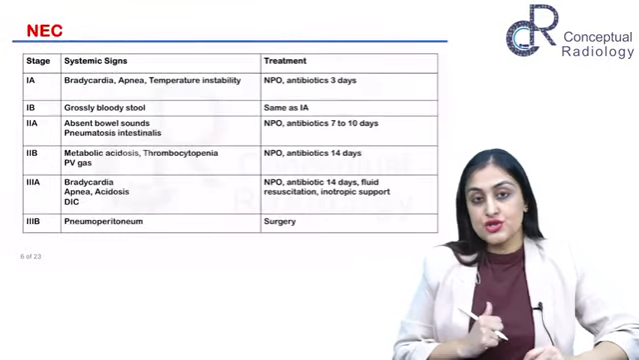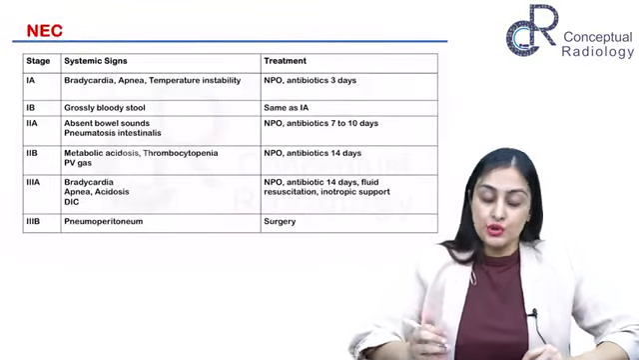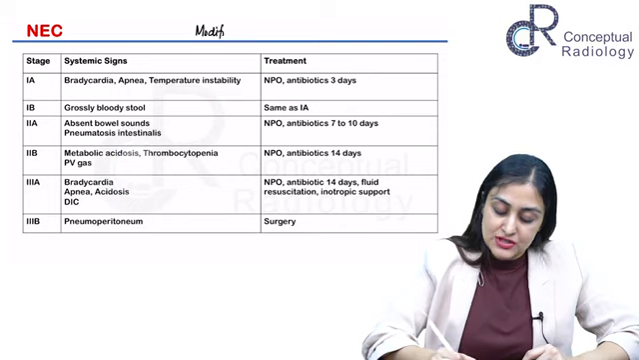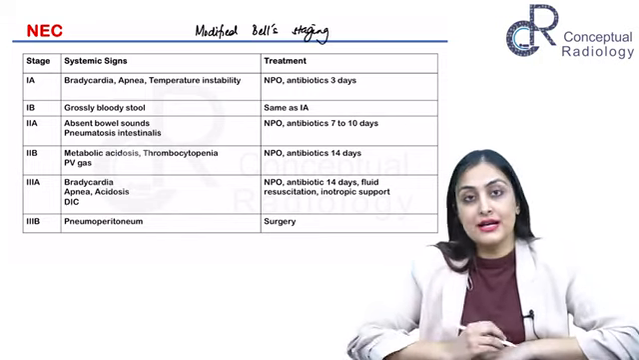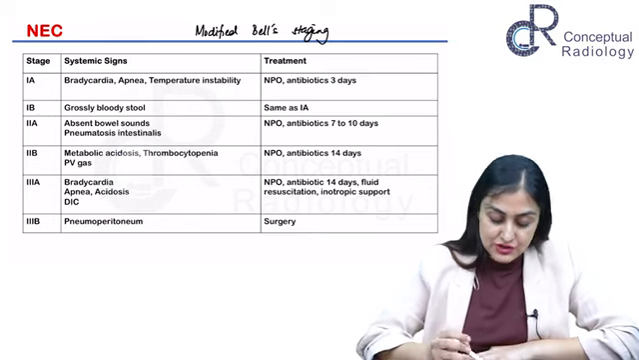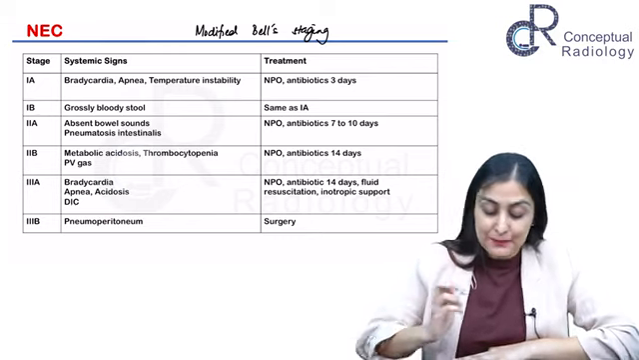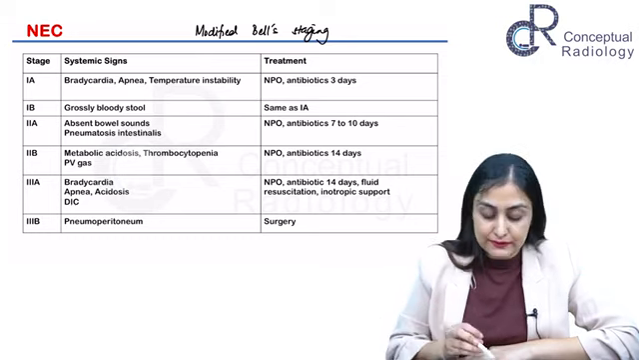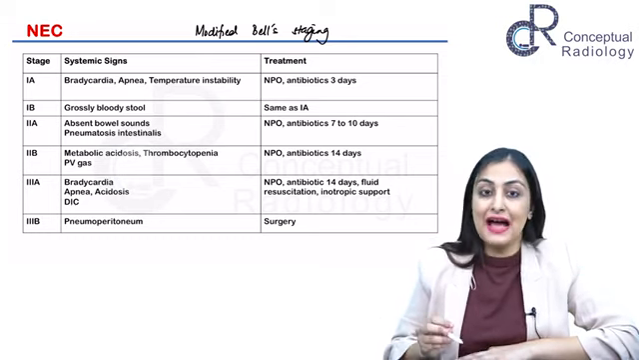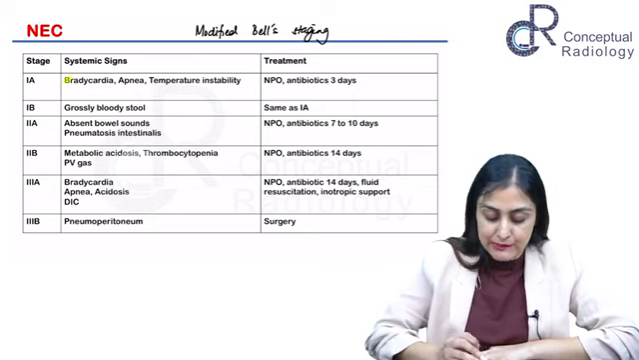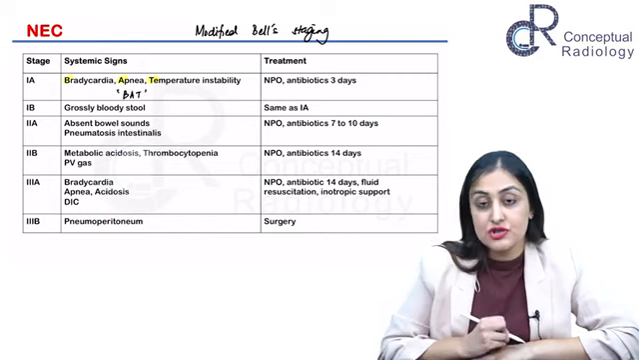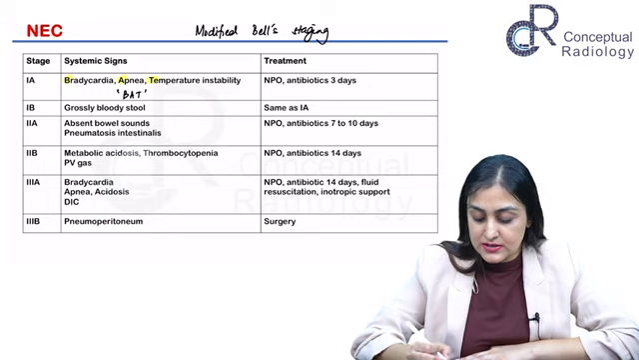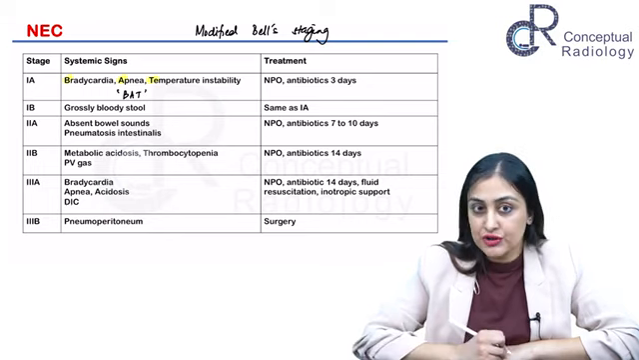Just to integrate the pediatrics with you, you should know about the modified Bell staging. If your viva is going well, they'll definitely get to this. Modified Bell staging is what is used for necrotizing enterocolitis. It has 3 stages, 1, 2 and 3, which are further subdivided into A and B. Stage 1A is mainly clinical, wherein you start to have bradycardia, apnea, temperature instability. You can remember this as BAT: bradycardia, apnea, temperature instability. The management remains conservative with NPO and antibiotics for 3 days.